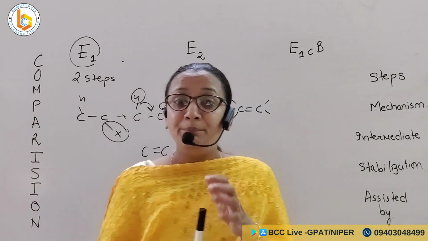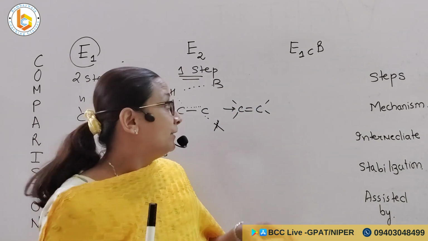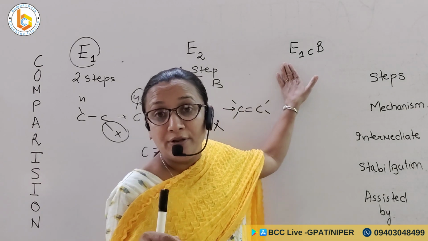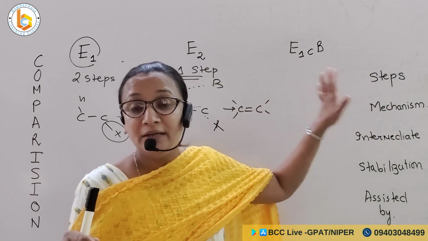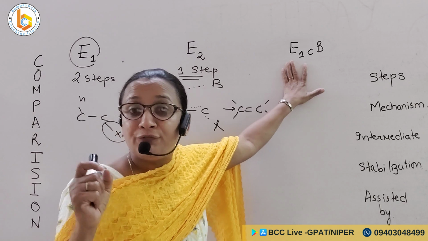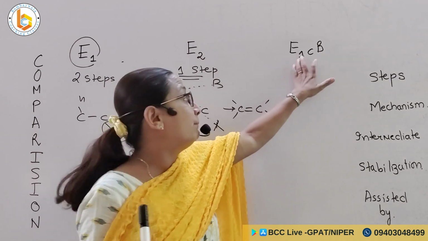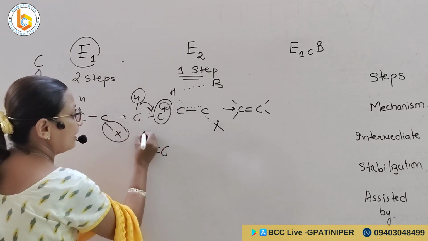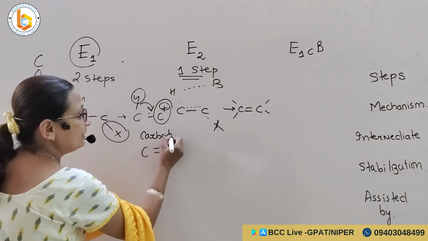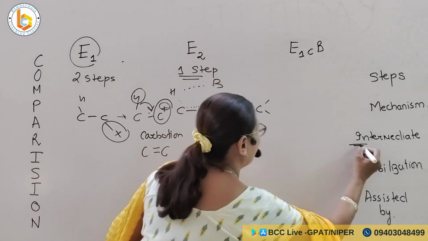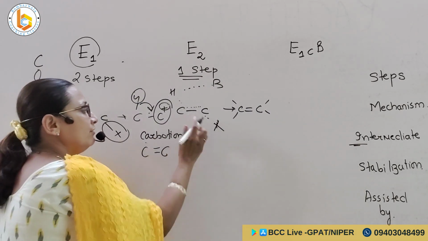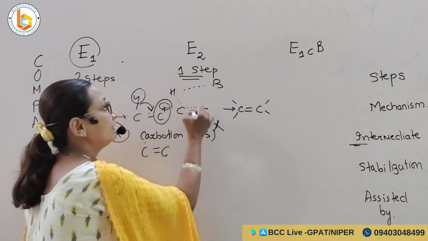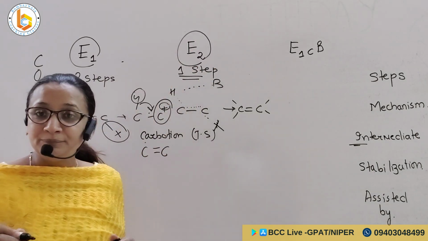Here our basic purpose is to understand E1CB. It is the elimination first order reaction, carbanion mechanism. This was the formation of a carbocation. The intermediate in E1 is the carbocation, whereas in elimination second order we have a transition state.